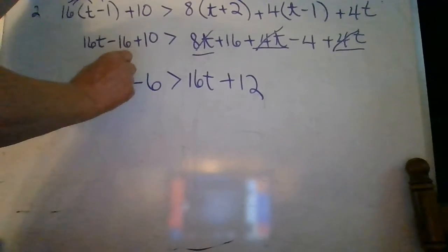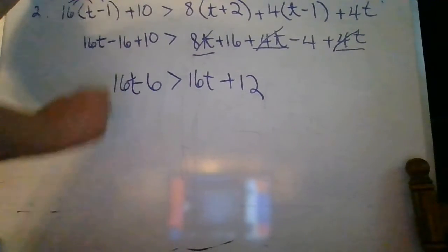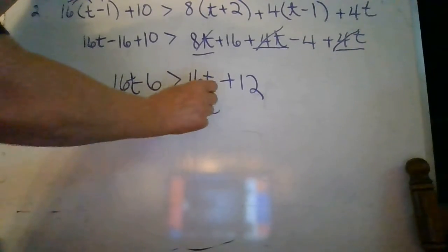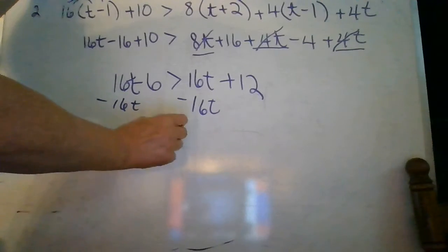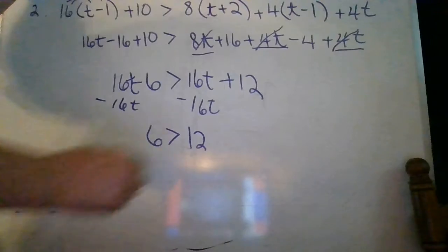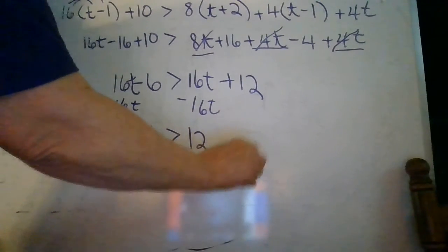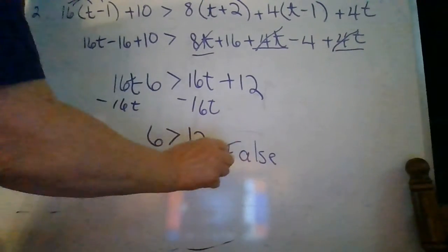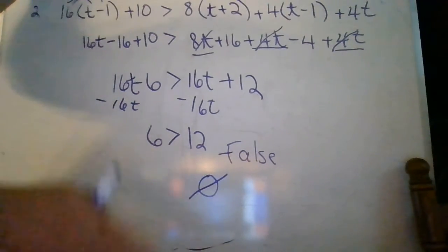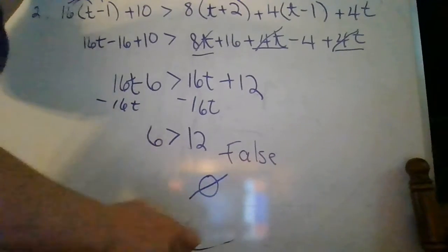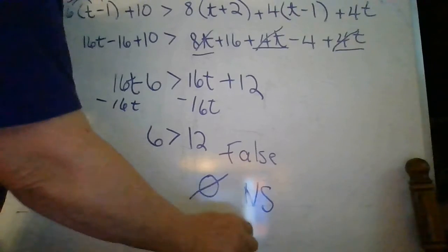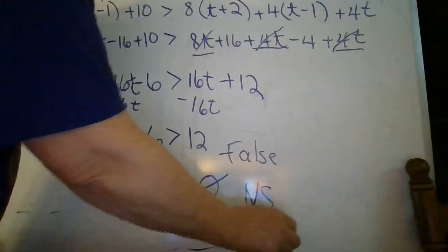Okay, if I subtract 16t from both sides, I'm going to be left with 6 is greater than 12. Is that true or false? That is false. And if it's false, there's no solution. And you can write that like that, which I believe is what's in the answer, it's A. I believe that's how it is written. Or some people write it as S for no solution, and then some people just write out the whole thing, no solution.